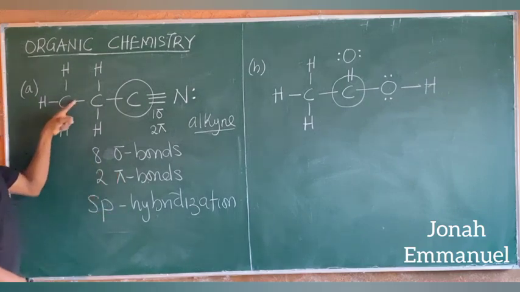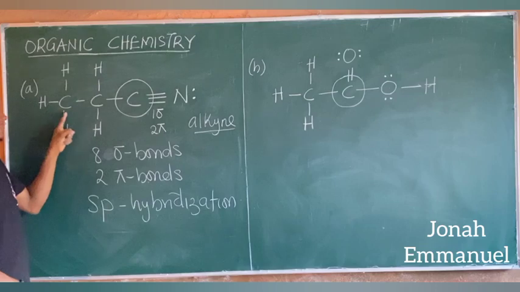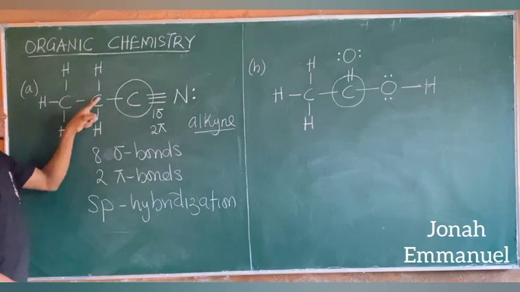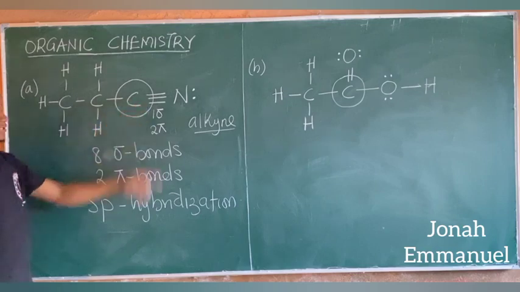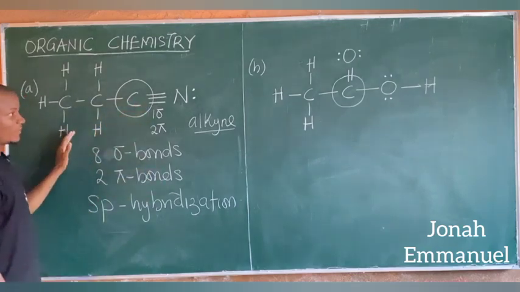Alright, this one has sp³, of course, it's an alkane. This one too is sp³, it's an alkane. This one is sp, why? It's an alkyne. So this is for this compound.